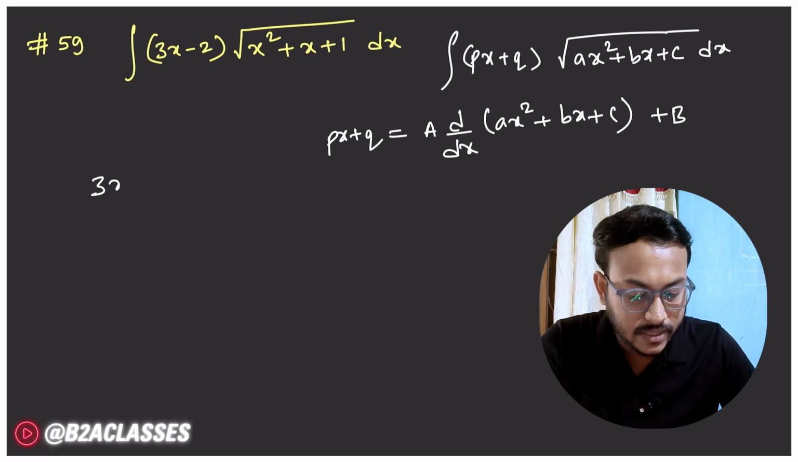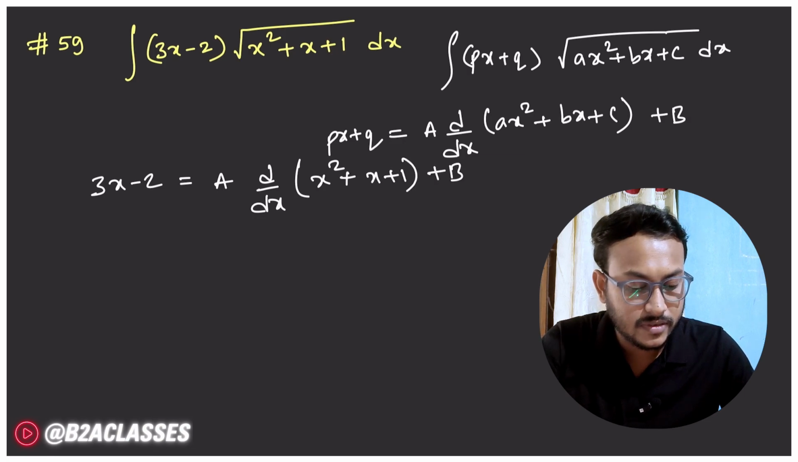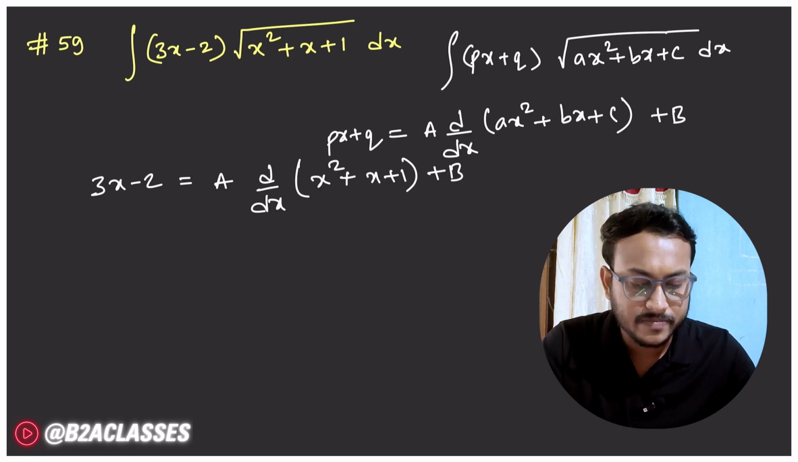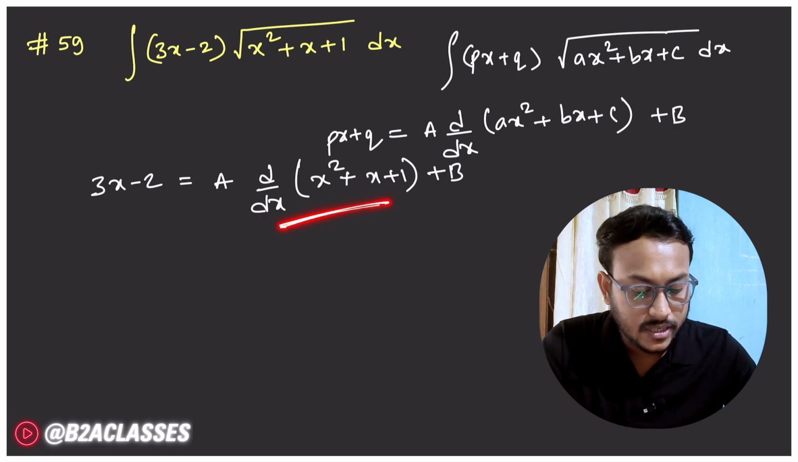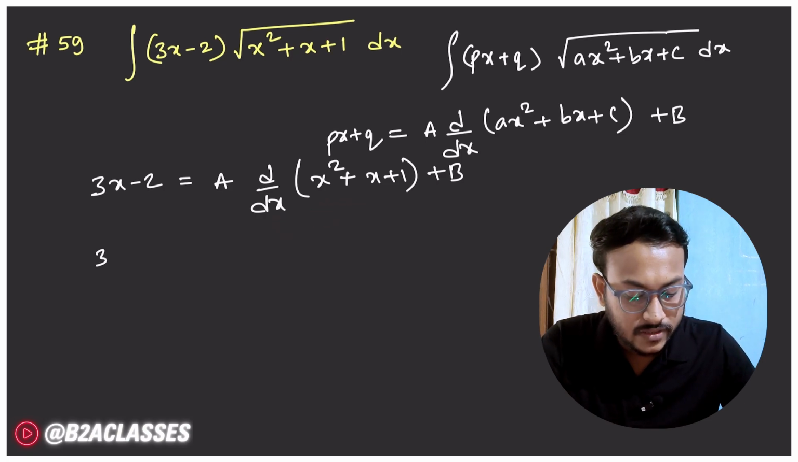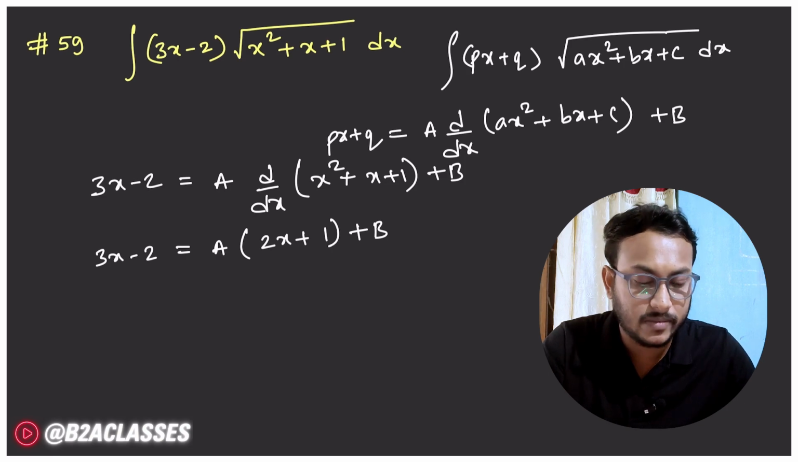Applying it, we get 3x minus 2 equals constant a into the derivative of this quadratic function, x square plus x plus 1, plus constant b. So this is the formula applied. Next we have to find the constants a and b. Before that, we will differentiate. So a into derivative of x square is 2x, derivative of x is 1 and derivative of the constant 1 is 0. So 2x plus 1 will be the derivative of x square plus x plus 1.